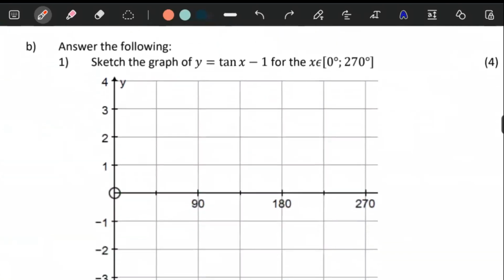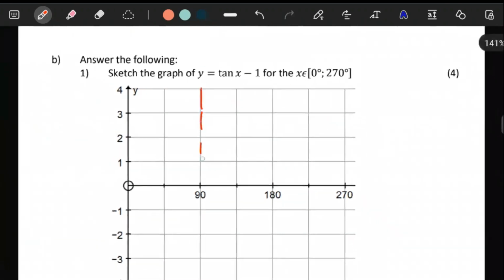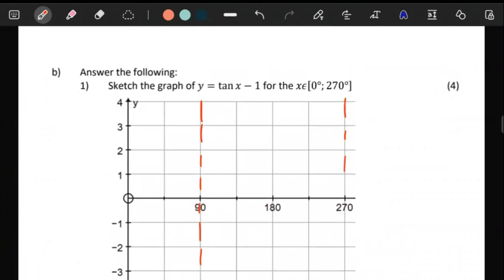It says answer the following. Sketch the graph of this from 0 to 270. So before you sketch, you can easily put your asymptotes first for a standard tan graph. Your first asymptote is at 90, the other one is at 270.